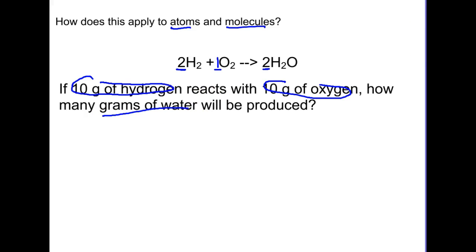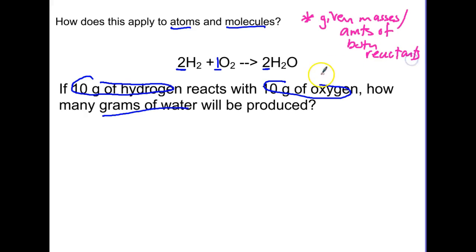So we've done problems like this in the past. However, in the past it's said something like, if 10 grams of hydrogen reacts with excess oxygen, remember we said that means you have so much that it doesn't matter? Well, we're not saying that anymore. We're saying that it does matter how much we have, okay? So anytime, a thing to note, if you're given the masses or amounts of both reactants, you need to figure out the limiting reactant.